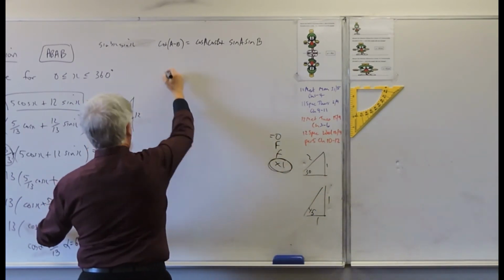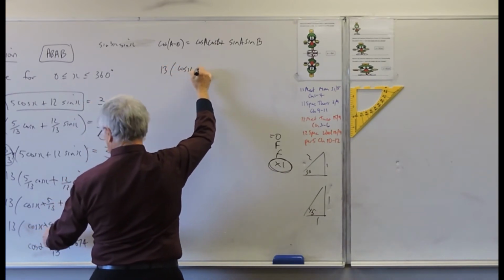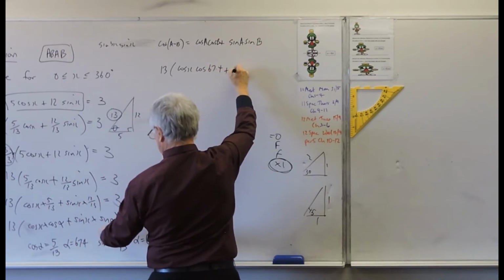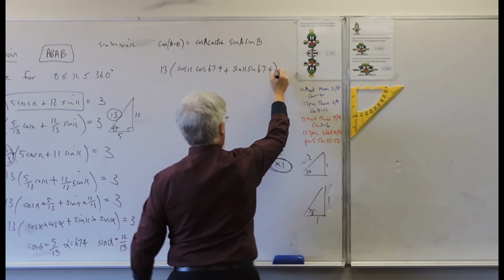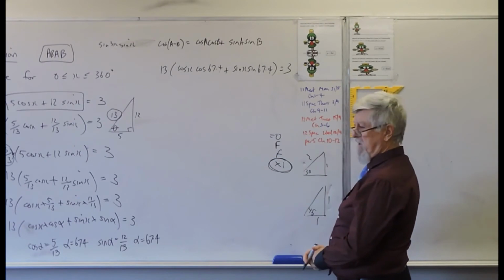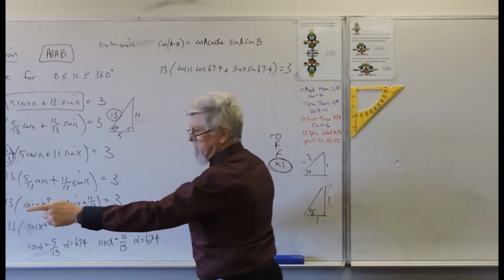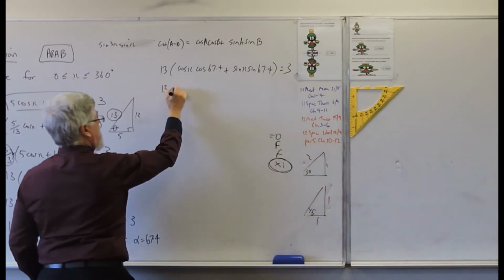So now we have 13 outside of cos x, cos 67.4. We're writing it really longhand, and I'm going to go through the whole thing, sin x, sin. I got that, haven't I? So what can I do now? That's an abab. Do it in reverse. So it's a 13 cos of what?